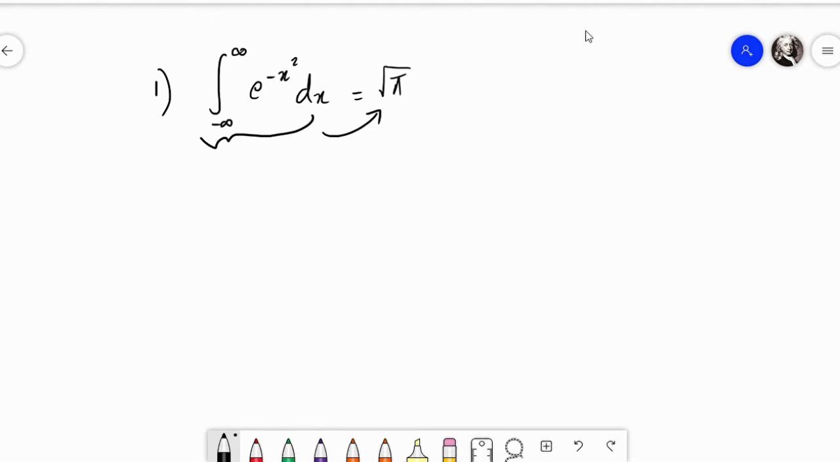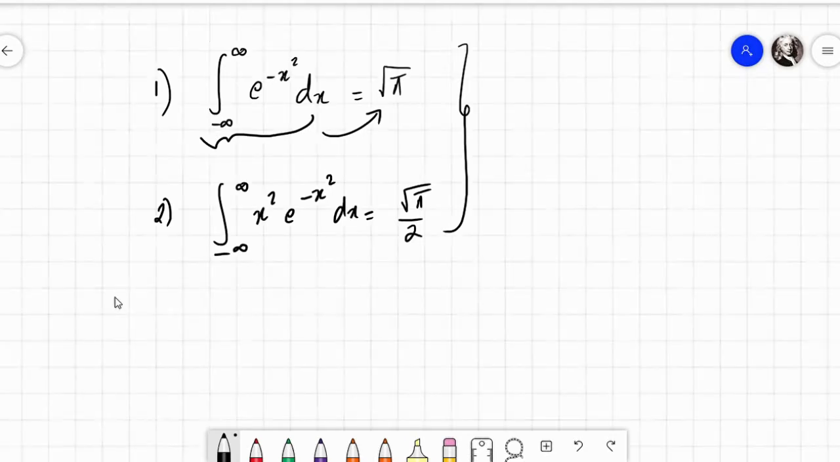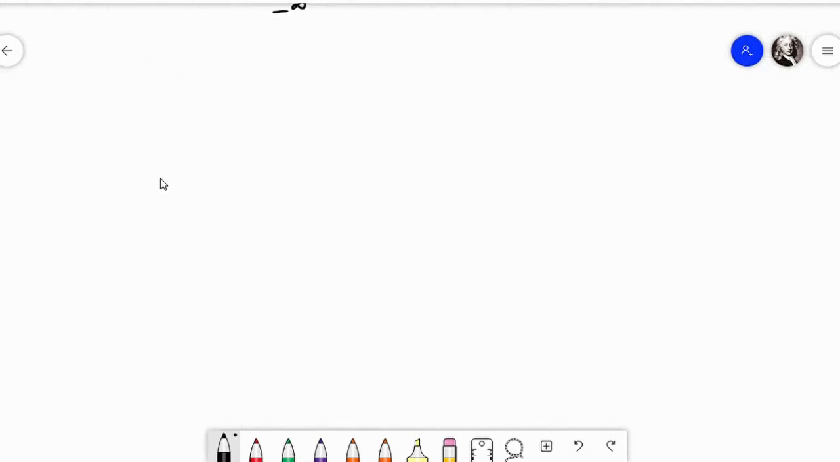Along with this one, there's also another integral that we have to prove here. So I'll also be writing that integral here. We basically have to prove that the integral of x squared e to the minus x squared dx equals root pi over 2. So we'll have to try to evaluate these two integrals. That's going to be our job for the next 15-20 minutes. So let's move on with the first one.